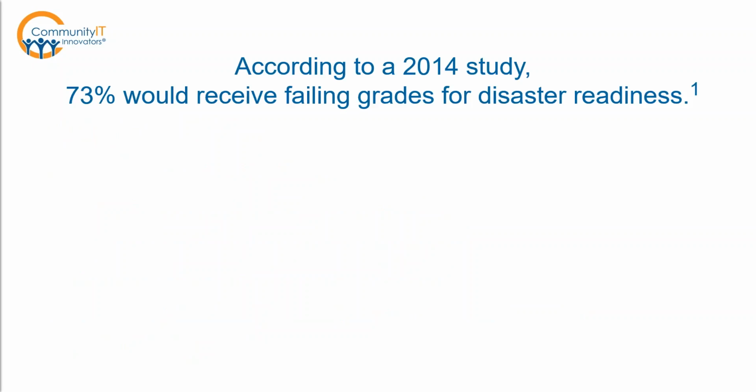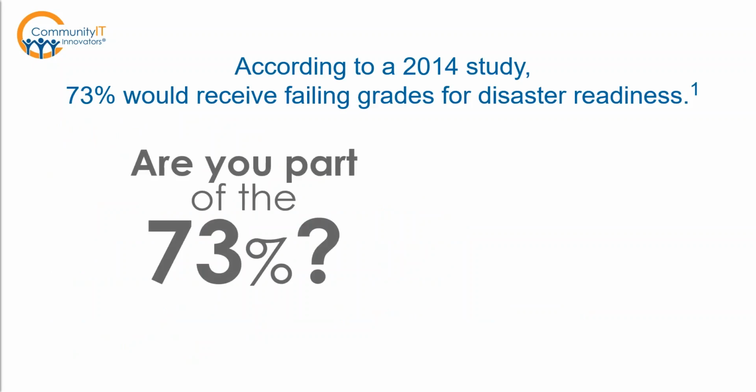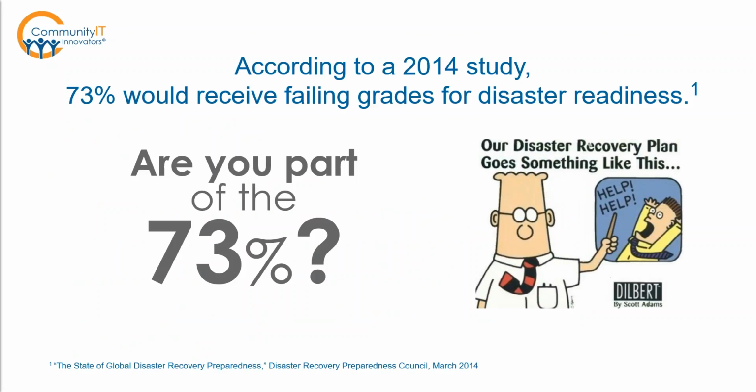All right. So according to a 2014 study, 73% would receive failing grades for disaster readiness. And the question is, are you part of the 73%? So thank you to Dilbert for what I guess one piece of the 73% would say. This begs the question, what does it mean to get a passing or a failing grade in disaster readiness? And of course, that's what we'll be talking about for the rest of this deck.